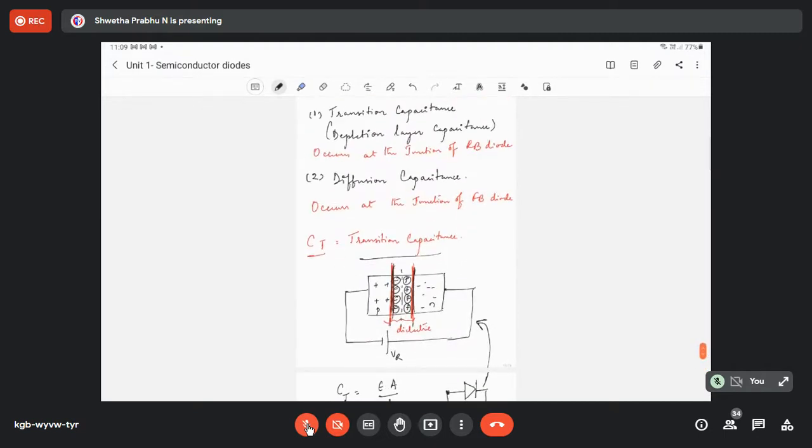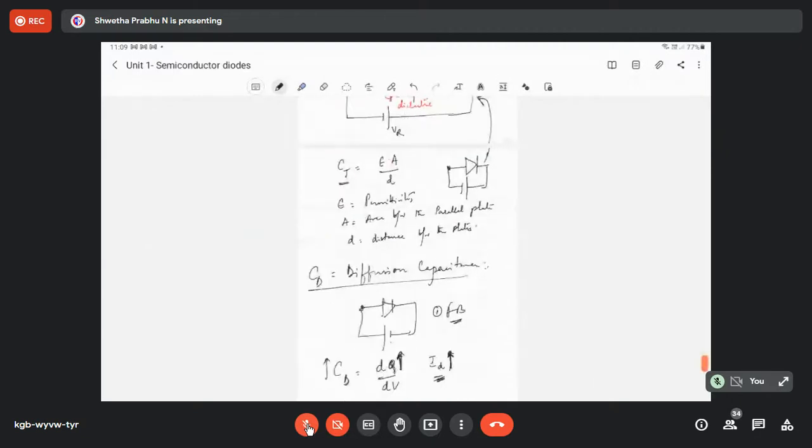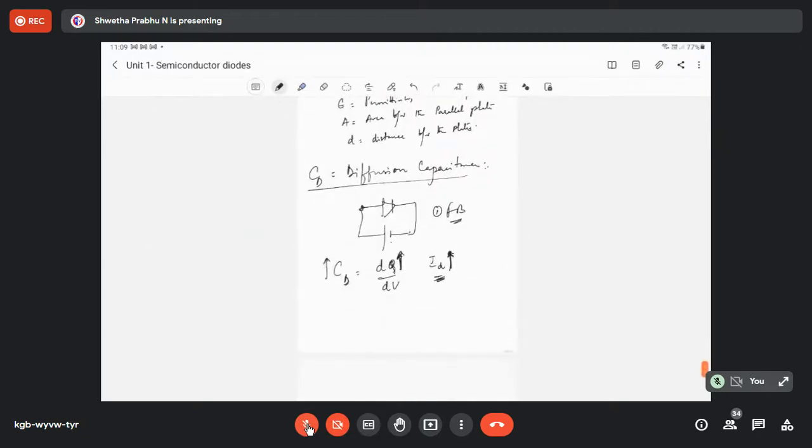What is the relation between diffusion capacitance and applied voltage? What happens when you increase the applied voltage? Potential drop increases. These two decrease, I mean, this and this are inversely related. As you increase the value of forward voltage, for a low value of forward voltage, this is the external voltage, and if you consider a silicon diode, this is 0.7, correct? So what happens as you increase the value of external voltage?